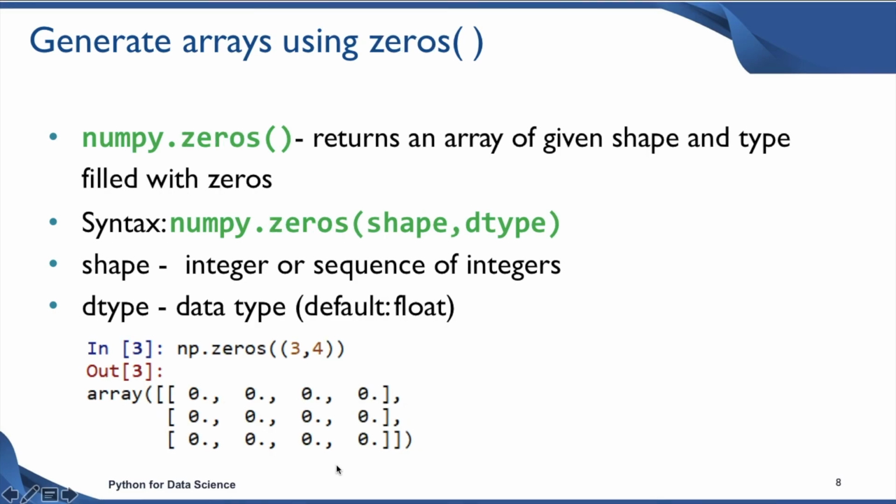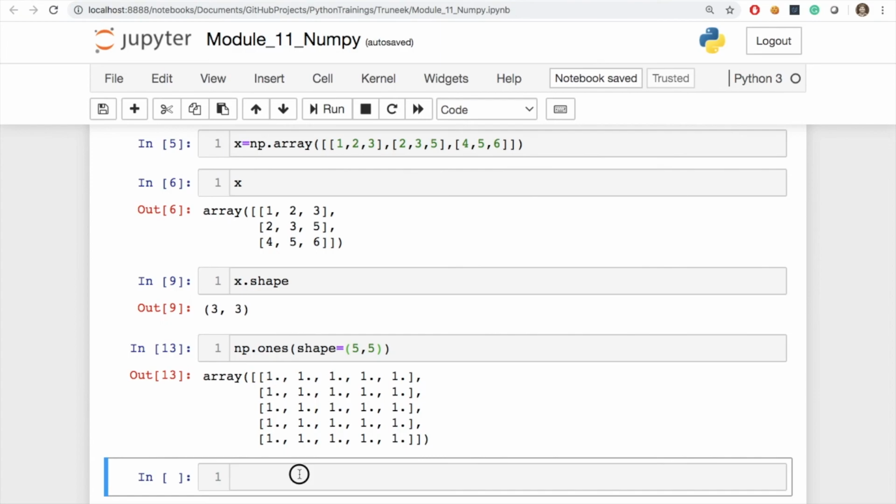So next, if you wanted to generate arrays using zeros, that is, in the previous example all the elements were filled by integer 1, and now we wanted to fill all the values with 0. We can do it by using the numpy.zeros method, and it takes the 2 arguments as in case of ones also, that is shape and dtype. If you don't specify any dtype, it will take floating point values by default, or you could specify integer values, right?